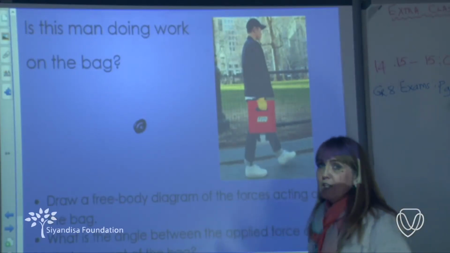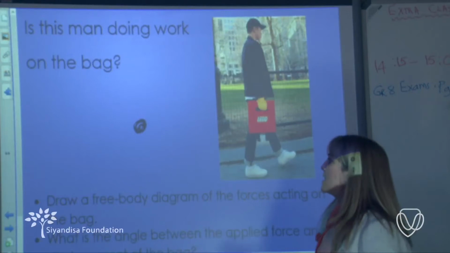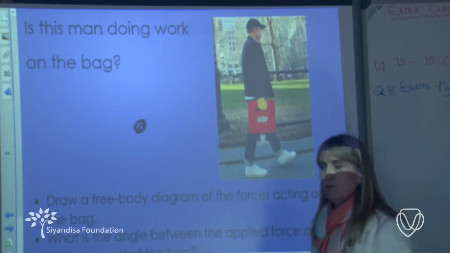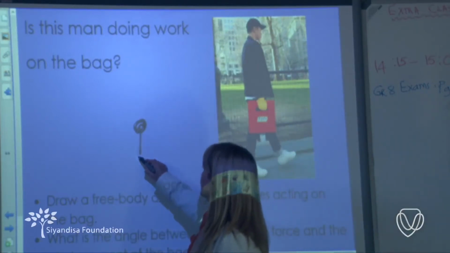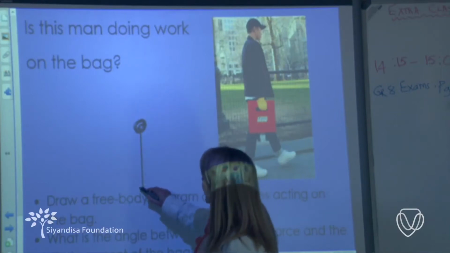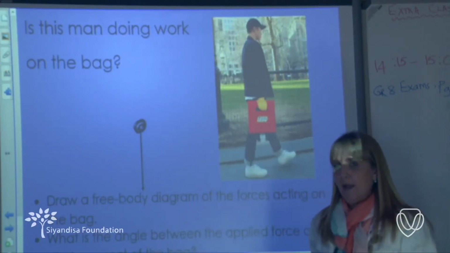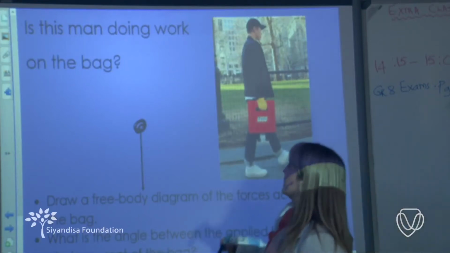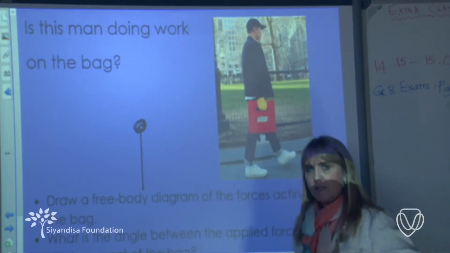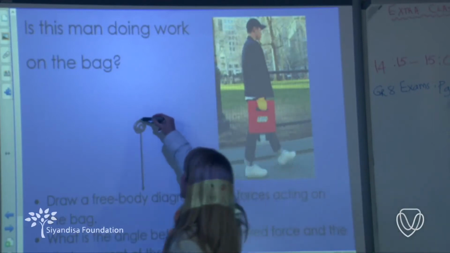All right, there are only two forces acting on this bag. The most obvious one is the downward force of weight, or the force due to gravity. And the second one is the force that the man is applying to the bag to keep it in position. And that will be an upward force, right? He's applying an upward force on that bag.